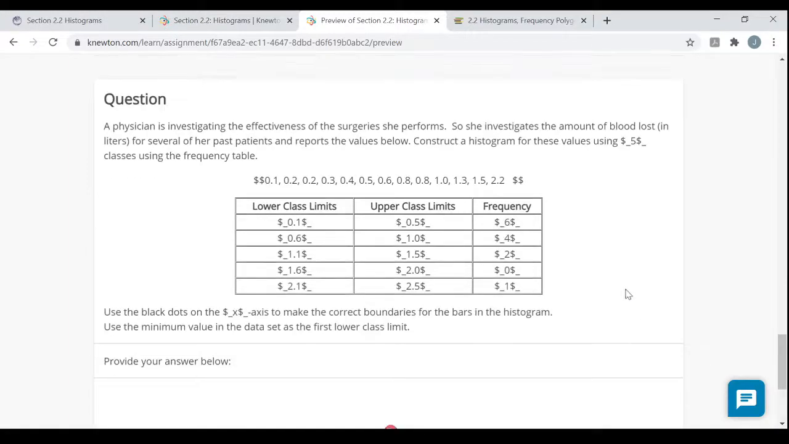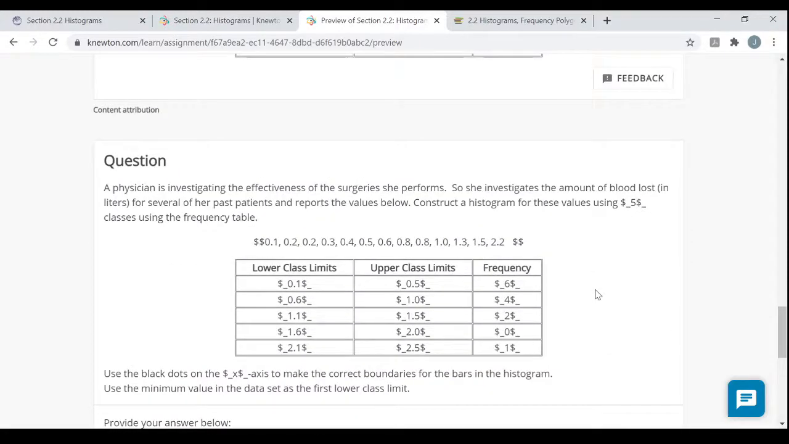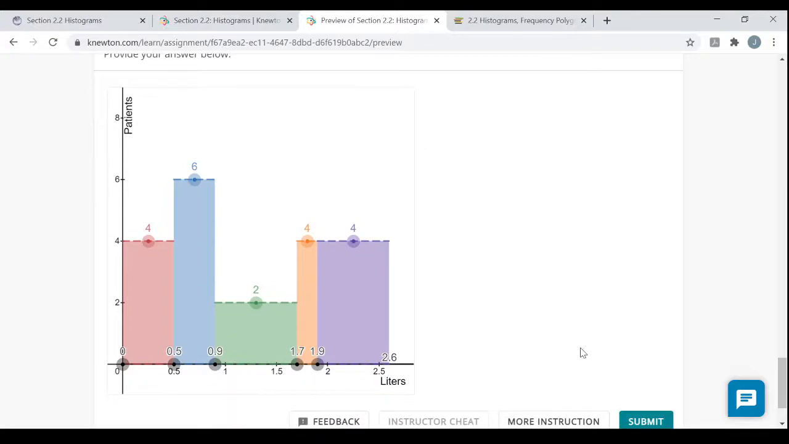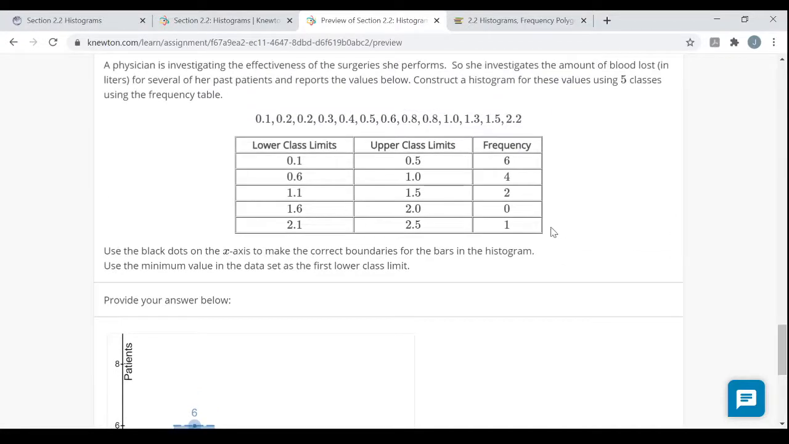All right, so continuing on, then I believe they have probably a histogram with the same data. All right. Oh, I'm sure it's eventually, there it is. All right, so this is the exact same table I just filled in. Now I'm making a histogram. So as before, put the black dot, you see the end of it's at 2.6. That would be the next lowest limit here. So just put the dots. It says use the black dots to make the correct boundaries for the bars for the histogram. Use the minimum value in the data set for the first lower class limit.